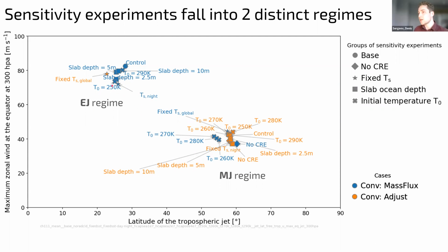On the other hand, using the mass flux convection scheme does not guarantee that the model simulation ends up in the EG regime, and you can see that some blue markers end up here. So in particular, three simulations with different initial temperature end up in the MJ regime, as does the no cloud radiative effect simulation and also the fixed SST. And the fact that initial conditions can lead to a different regime is a particularly interesting and potentially worrying feature for GCM modeling of exoplanets.